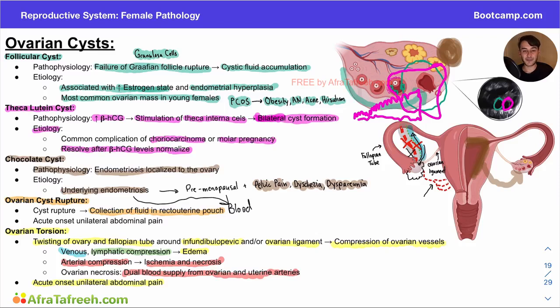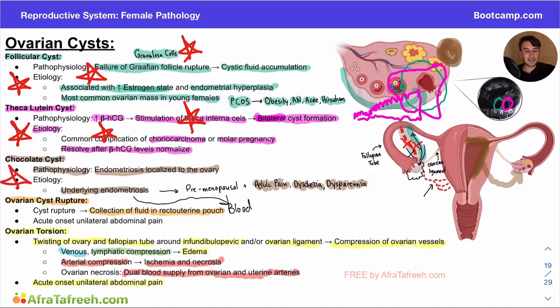So in terms of our high yield review, we talked about our follicular and theca-lutein cysts both being heavily dominated by fluid-filled structures. It's going to be granulosa cells in our follicular cysts and our theca interna cells in our theca-lutein cysts. Remember that the granulosa cells are all associated with estrogen, whereas theca-lutein is going to be associated with beta-HCG. Our chocolate cysts, on the other hand, are going to be tissue that has migrated from the uterus, and it tends to be less fluid-like and more solid tissue-like, and it's classically going to be described as a brown chocolate cyst.